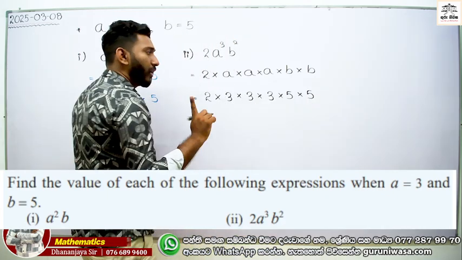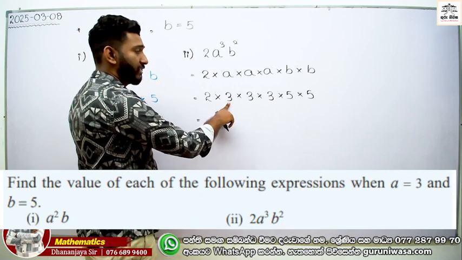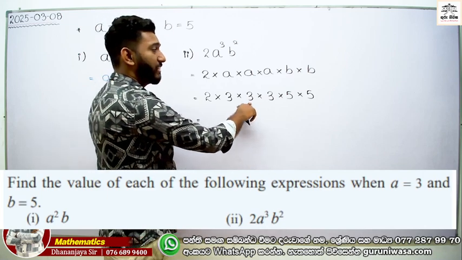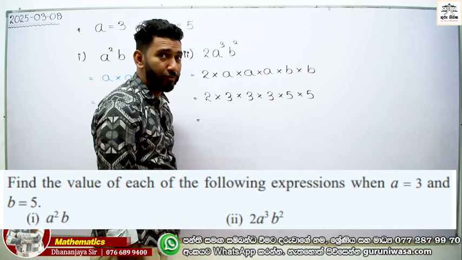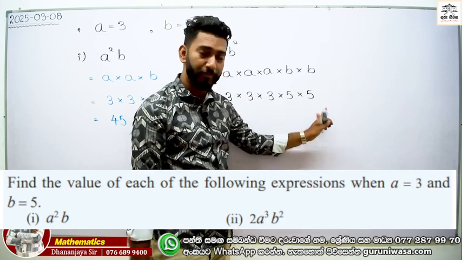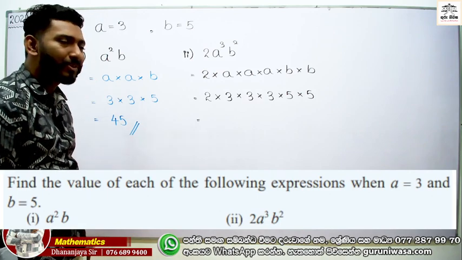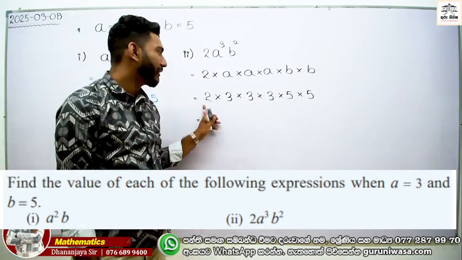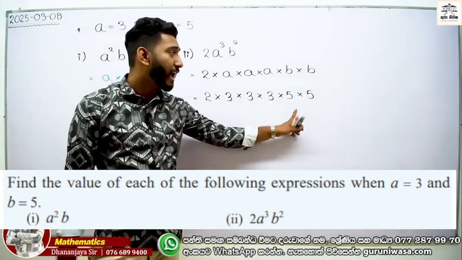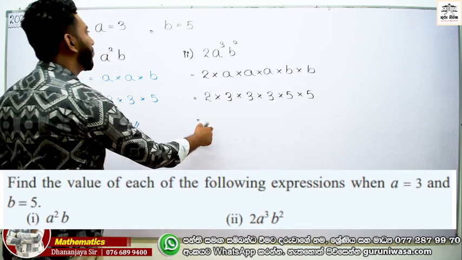Simple. Now we are going to multiply. 2 times 3, 6. 6 times 3, 18. 18 times 3, 54. 54 times 5 and multiply by 5. You need to multiply like that, right? 2 times 3, 6 times 3, 18 times 3, 54 times 5, and you need to again multiply by the 5. Right. Now, find the answer for this one. Hurry up.